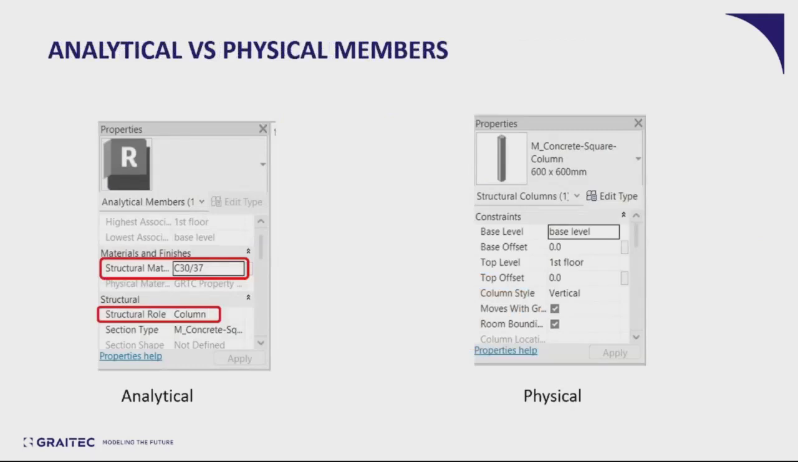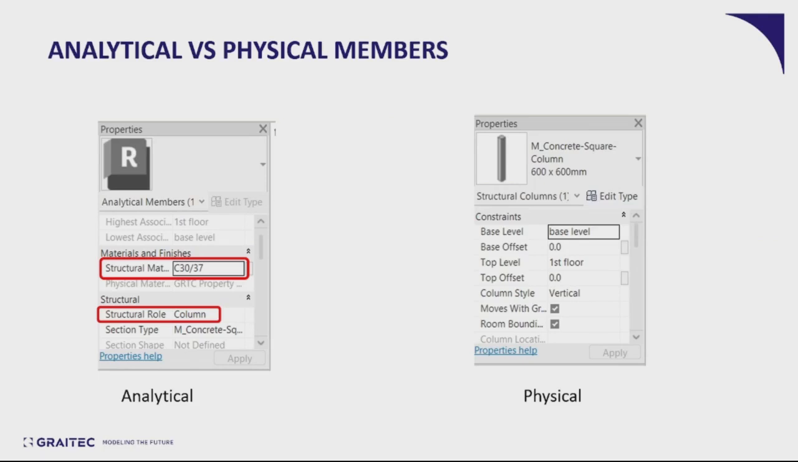Here in this slide, we can see the difference between an analytical and a physical model when it comes to the properties window that pops up whenever we select any element in Revit. On the left hand side we have the analytical one, and on the right hand side the physical one. On the analytical one we can see the structural role of the element as well as its material.